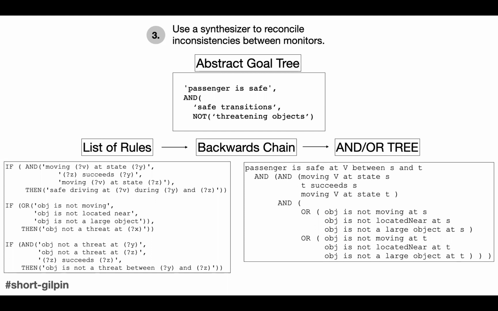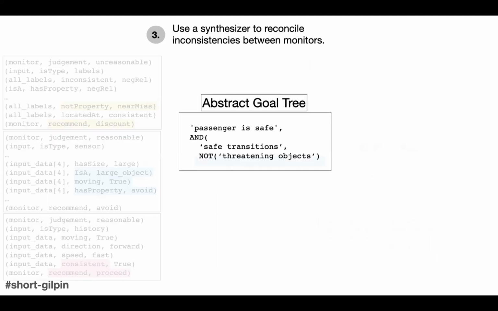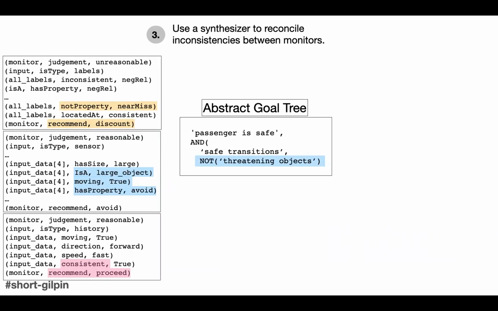And so when you go through the scenario and use this abstract goal tree, what you find is that the not threatening objects goal has actually been violated by the LiDAR. So the LiDAR actually produced a strong and reasonable claim that there's a large moving object that could be classified as a threat, and that's something that should be avoided.